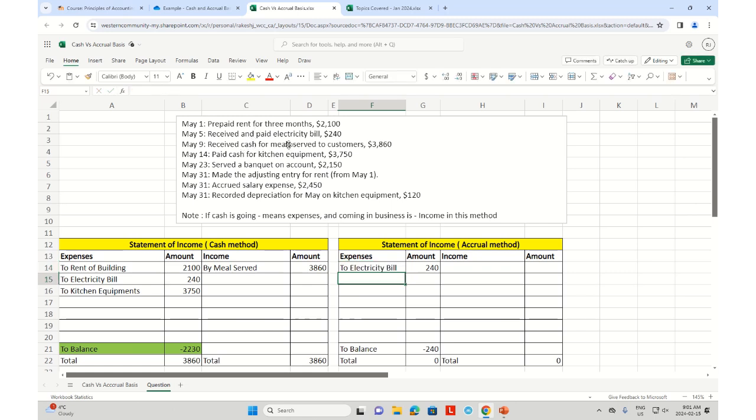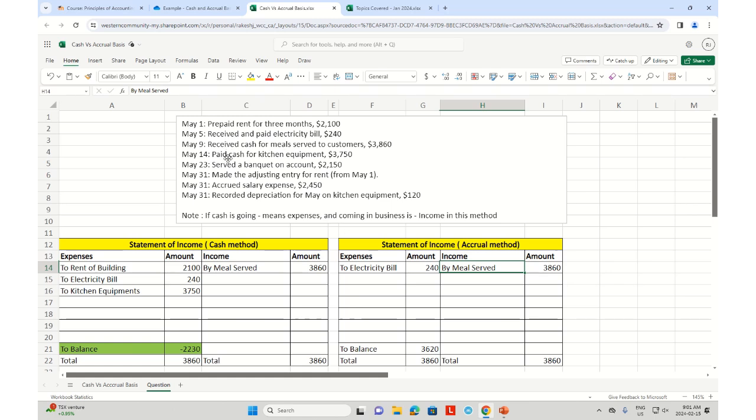Second, received cash for a meal served to customers. So 3860. By meal served, this is the revenue, or you can write it as revenue.